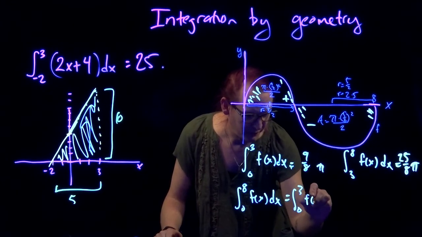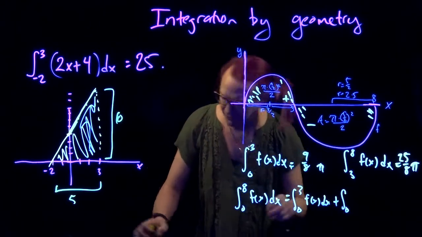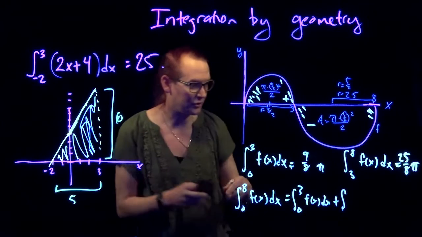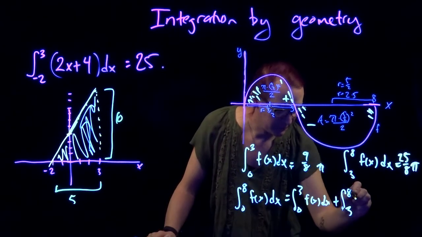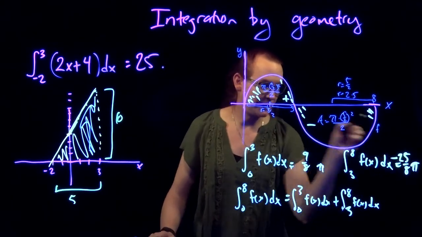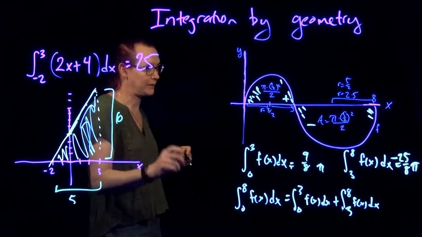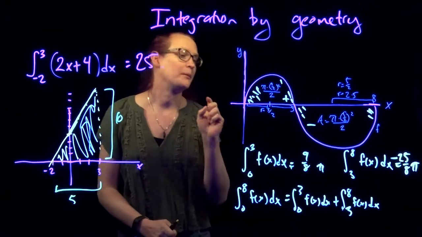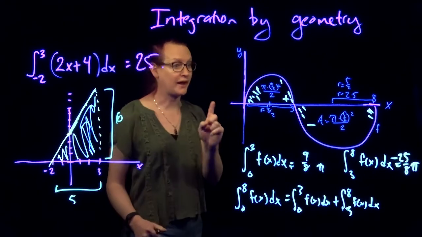3 of f of x dx plus the integral from... ooh, I caught an error. I just found an error. Do you see the error I made when I did this one right here? 3 to 8 f of x dx. I missed my minus sign because this one's below the x-axis, so it counts negatively. Yes, the area of this semicircle was, in fact, 25 over 8, but because the area is underneath the axis, it counts negatively.